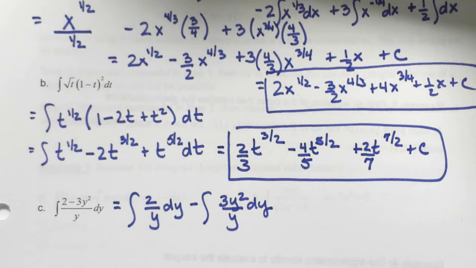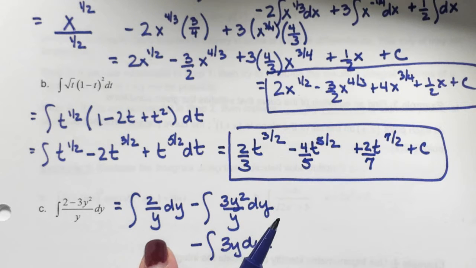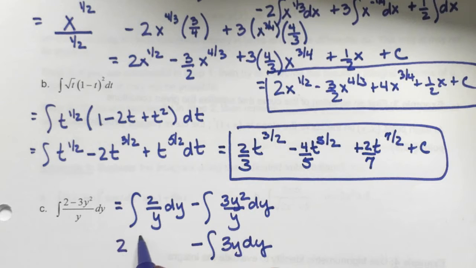Well, looking at the second one, 3y squared over y. What is this fraction going to reduce to? This is just going to reduce to what? 3y. And hopefully we know now, or are getting comfortable, integrating using your power rule. Now, I do have a constant that I can pull out of 2 over y. The constant is a 2. So I can rewrite this as 2 times the integral of 1 over y dy.